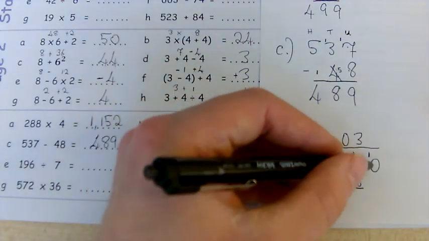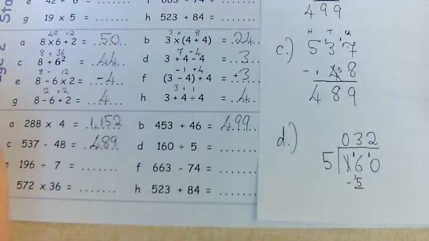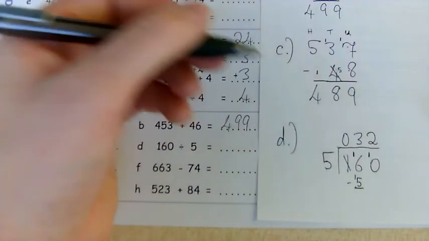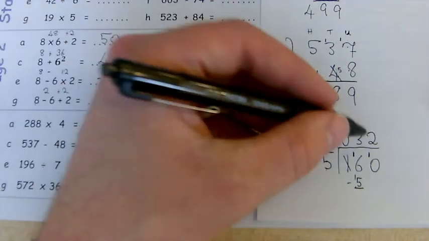5 into 10 goes twice. 2 times 5 is 10, so we don't have any remainders. We can stop at that. My answer is 32.